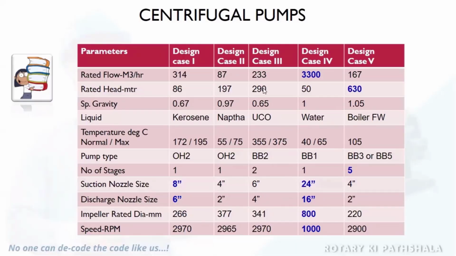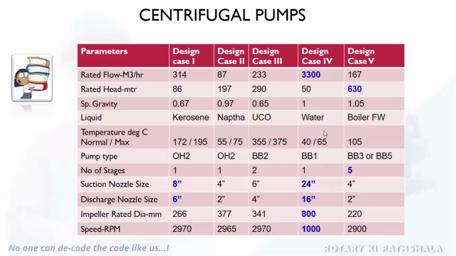now here also you see, since the flow is 70% of this, what is the effect on the nozzle size? Instead of 8 inch, here it is one size lower, 6 inch. Similarly, the discharge nozzle, instead of 6 inch, here it is 4 inch. So nozzle size is being governed by the flow rate.